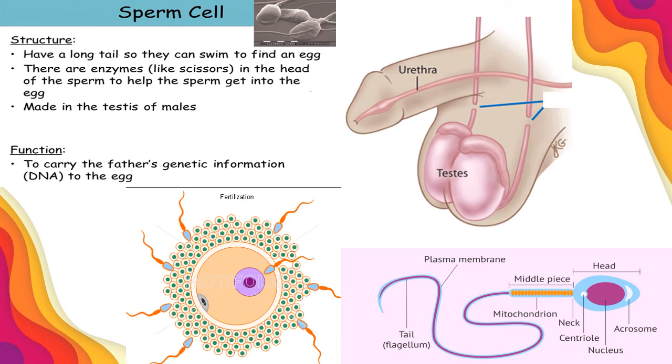They have a long tail to swim to an egg. The head part contains enzymes which help them to enter into the egg cell. The middle part contains mitochondrion to provide energy to the sperm to swim to the egg cell. The function of a sperm cell is to carry father's genetic information to the egg.